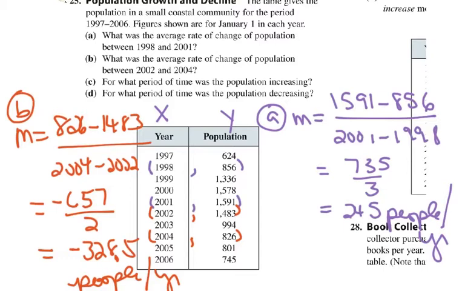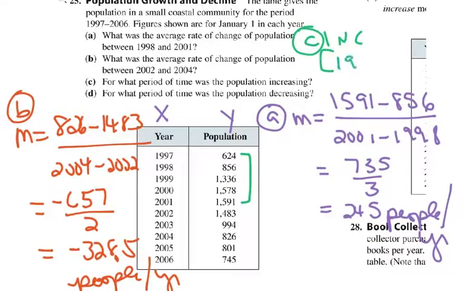Part C, for what time period was the population increasing? All right, so going back to my table, I want you to notice that from 1997 until 2001, the population was increasing. The intervals of increasing and decreasing are always the x values. Well, the question said for what period of time? It was asking for the x values. So it was increasing from 1997 to 2001.